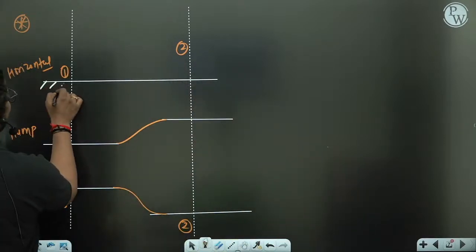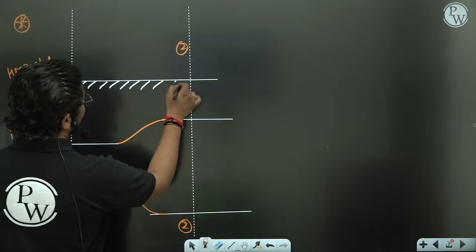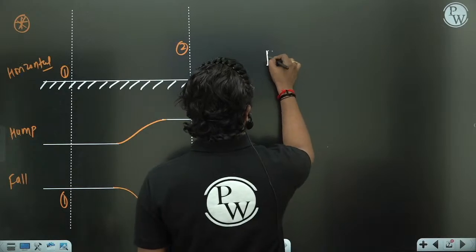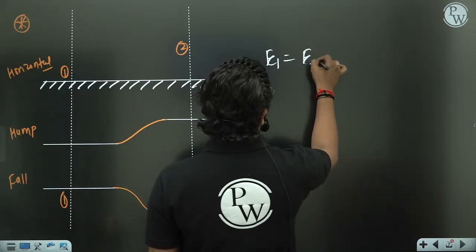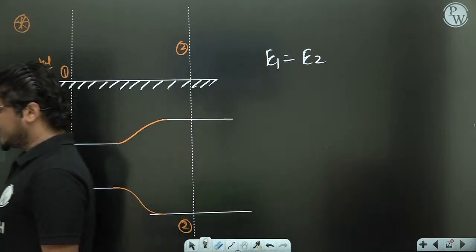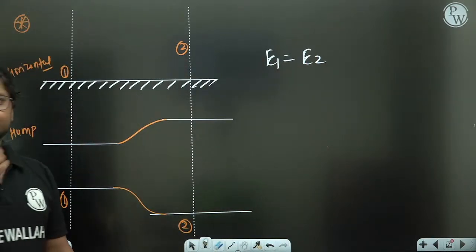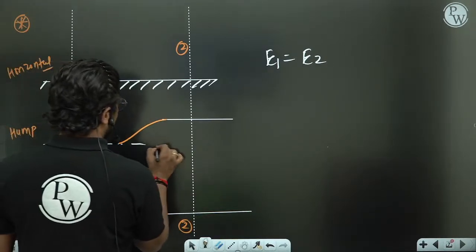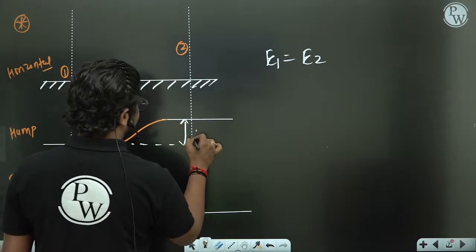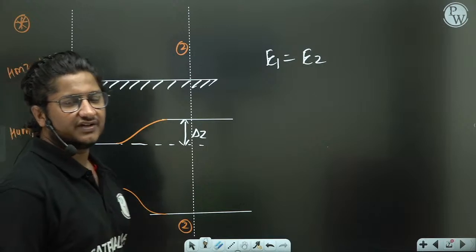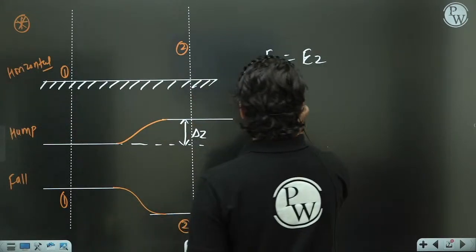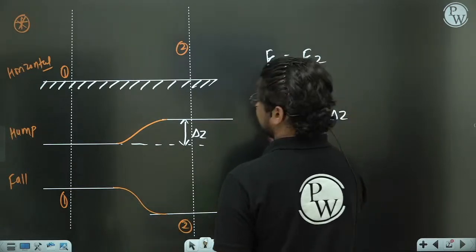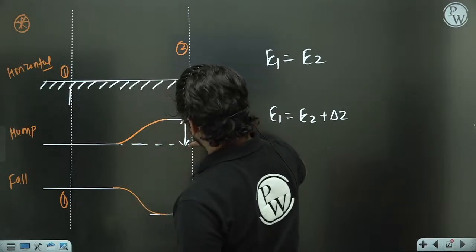If you don't have any change in channel bottom between section 1 and section 2, then for a given discharge, E1 will be equal to E2. For a given discharge, that is very important. Now the second case, the hump. Here this is the delta Z, the rise which you have given. So here E1 will be equal to E2 plus delta Z.